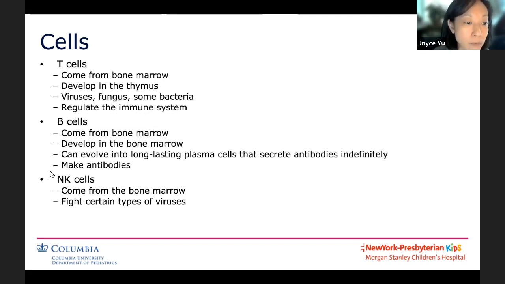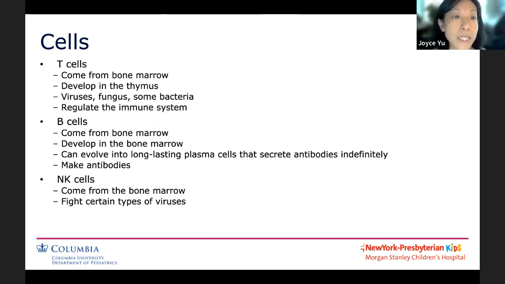And the last type of lymphocytes or immune cells I want to focus on here are NK cells, which are a type of lymphocyte. Like the B cells and T cells, they come from the bone marrow and they fight certain types of viruses, particularly ones, for example, EBV, CMV, or HPV. So they have a particular focus on fighting particular types of viral infections.